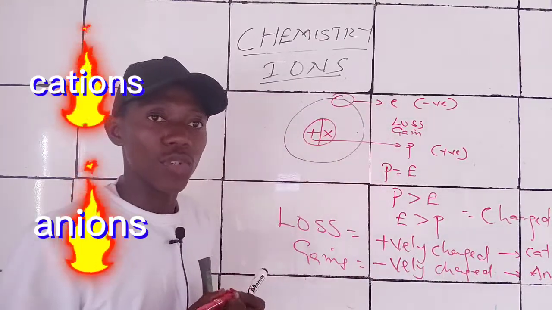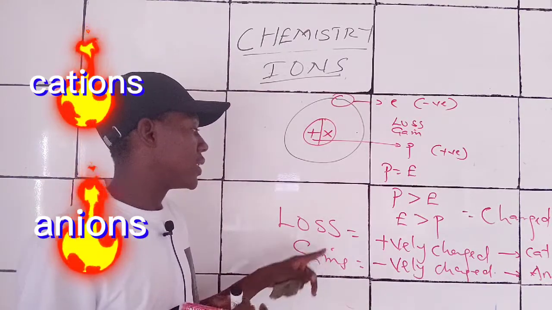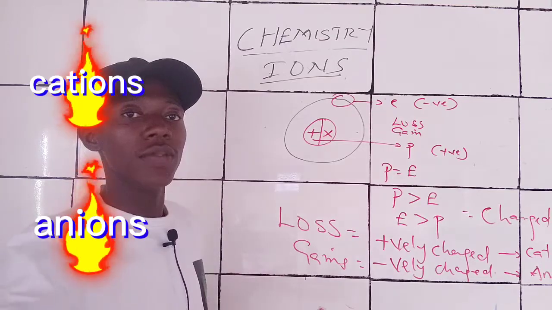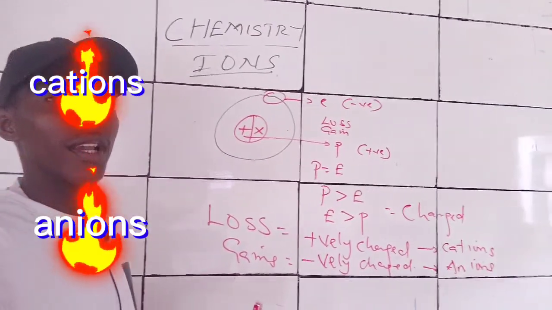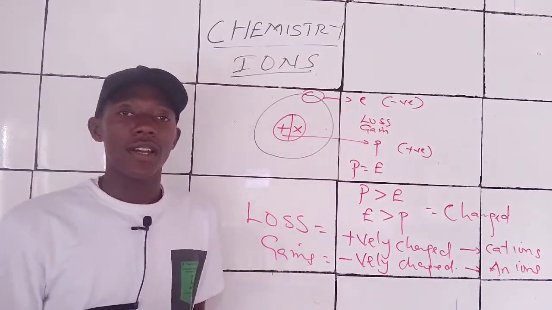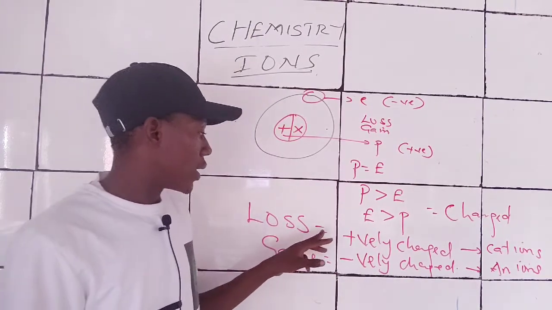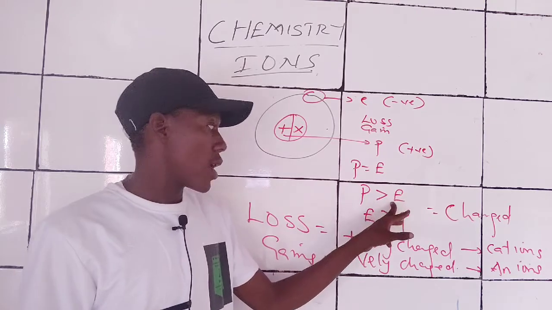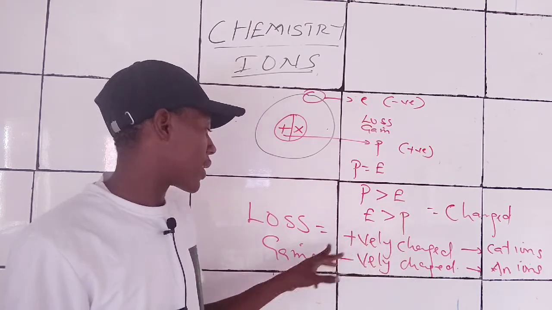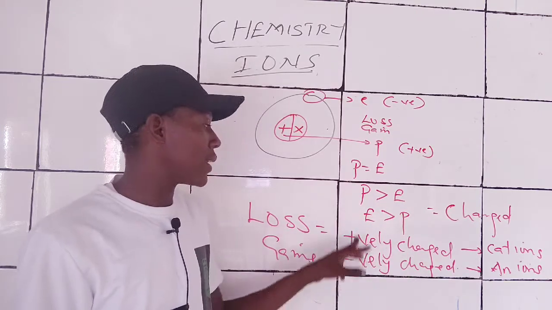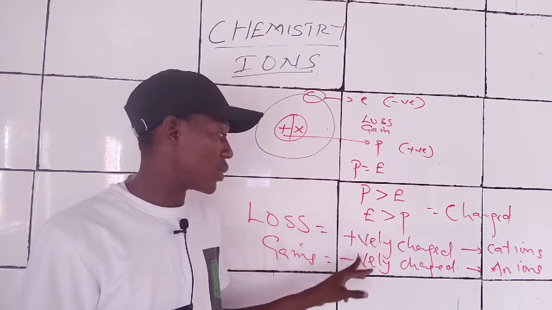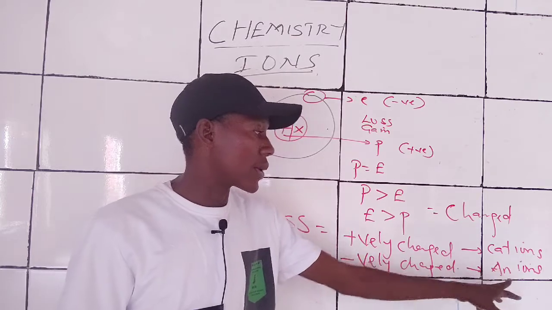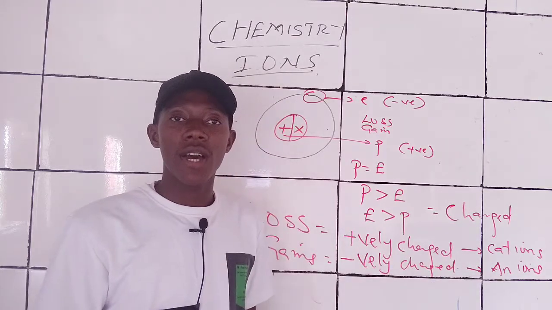So an atom can be positively charged if it loses an electron, and can be negatively charged if it gains an electron. When an atom loses an electron, the protons become more, and it becomes positively charged. When an atom gains an electron, it becomes rich in electrons and becomes negatively charged. Negatively charged atoms are anions, and positively charged atoms are cations.